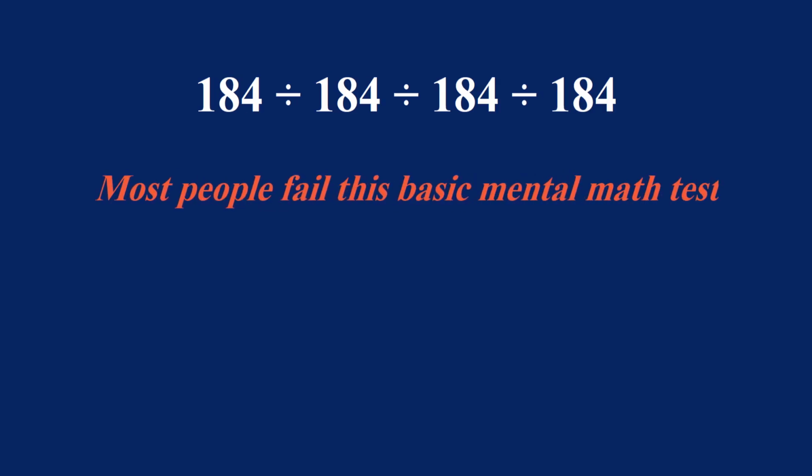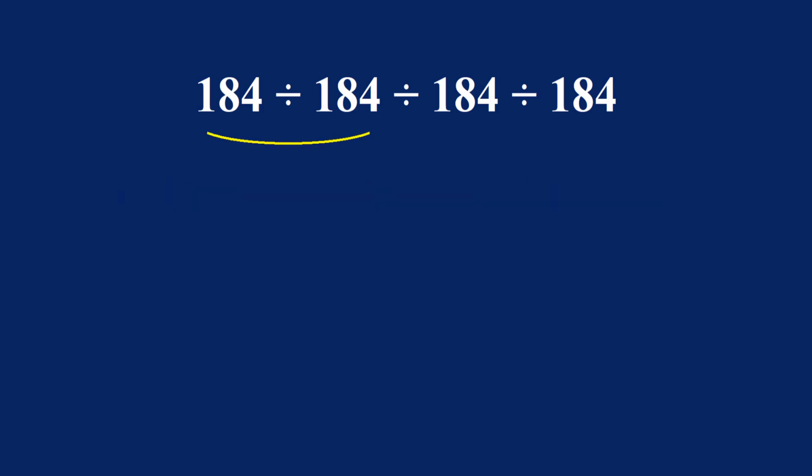In this problem, 184 divided by 184 equals 1, and 184 divided by 184 equals 1. Now we have 1 divided by 1, which equals 1. But this answer is not correct because according to the order of operations, we must do this division, then this division, and at last this division.